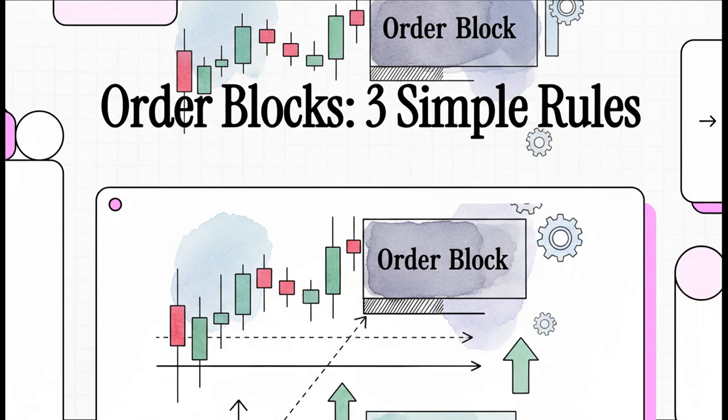If you've been trading for any amount of time, you've seen charts plastered with order blocks. But here's the thing. What if I told you most of them are basically traps, just designed to take your money? Well, in this explainer, we're going to break down 3 simple golden rules to help you spot the real ones and just ignore all the fakes.